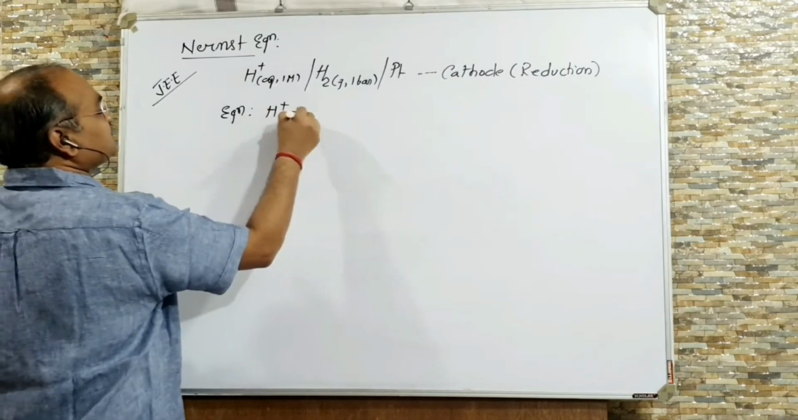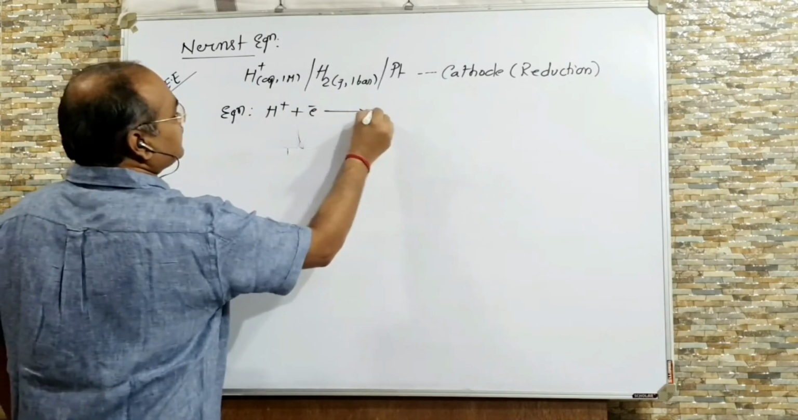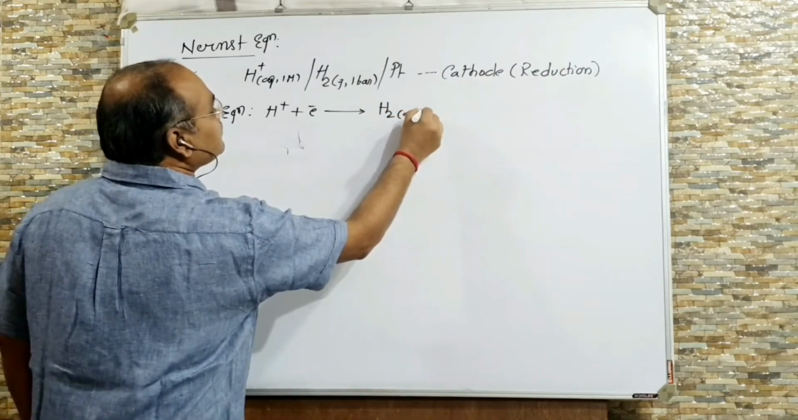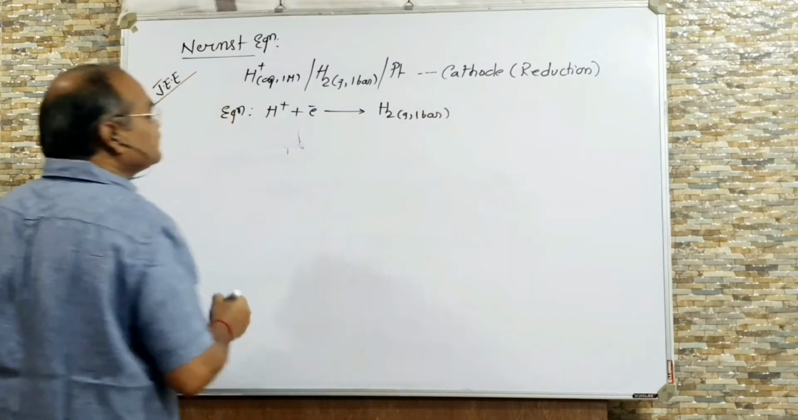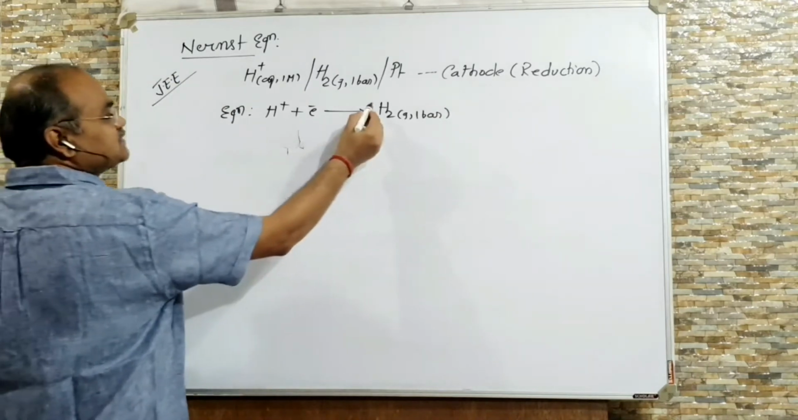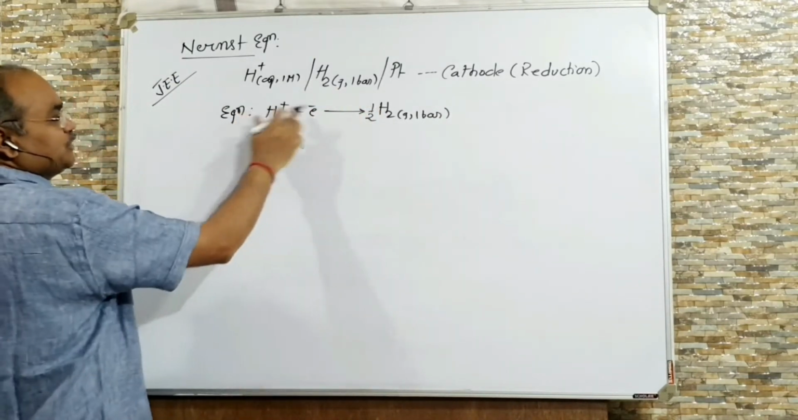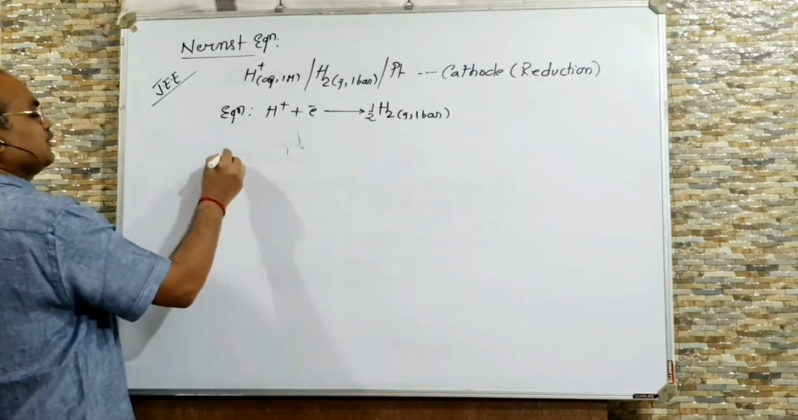H+ plus electron gives H2 gas, 1 bar. If you want to balance it, you can write here half H2 gas, or you can multiply by 2 here. Clear? Now what is the Nernst equation?